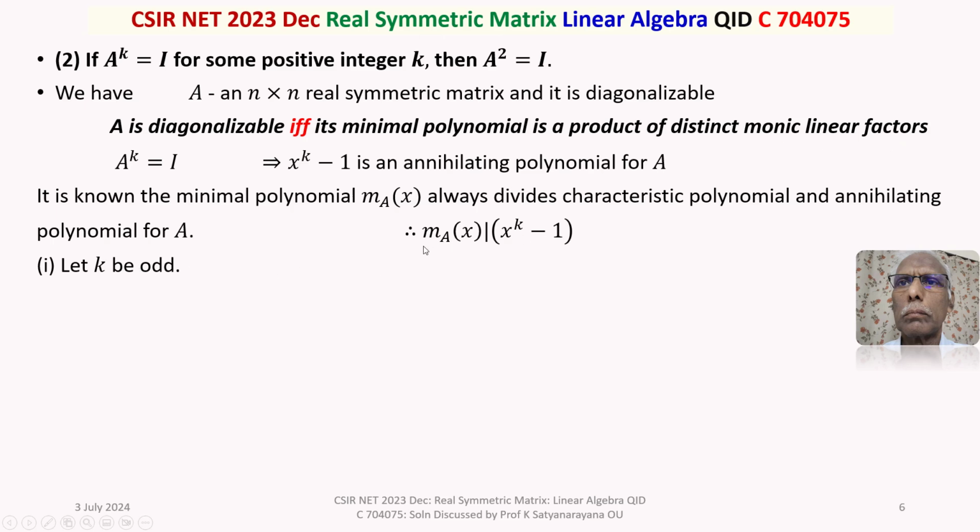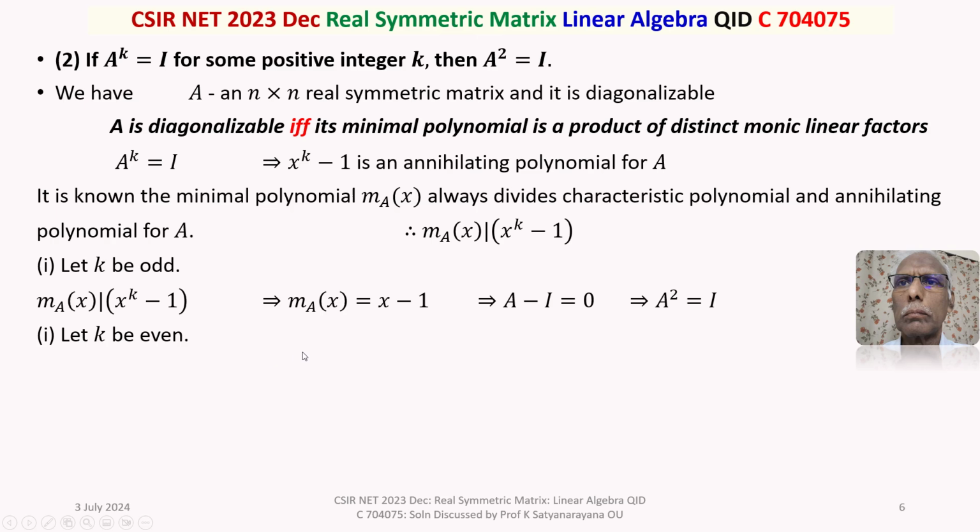So, the first case when k is odd, and the minimal polynomial is a product of distinct monic linear factors. And when k is odd, what could be m_A(x)? So, m_A(x) is x minus 1, a monic linear factor. And it is the minimal polynomial, therefore A satisfies that one. A minus I is 0. That is A is equal to I, A square is equal to I. Thus, whenever A to the power k is identity for some positive integer k, then A square is I when k is odd.